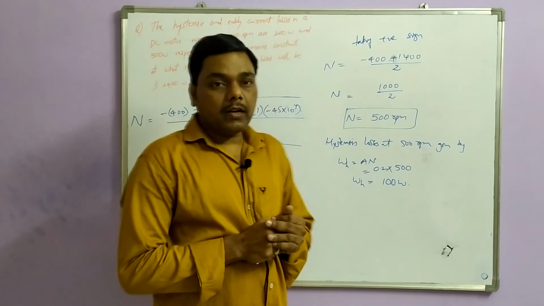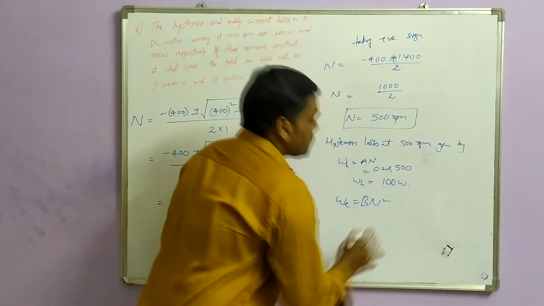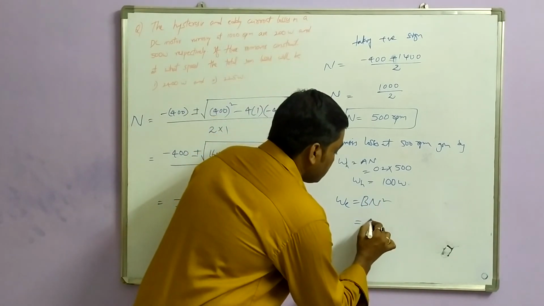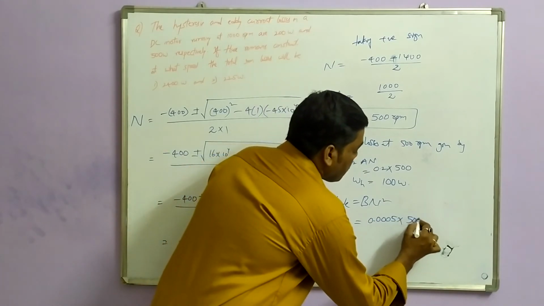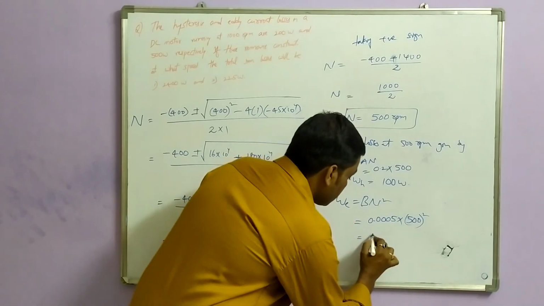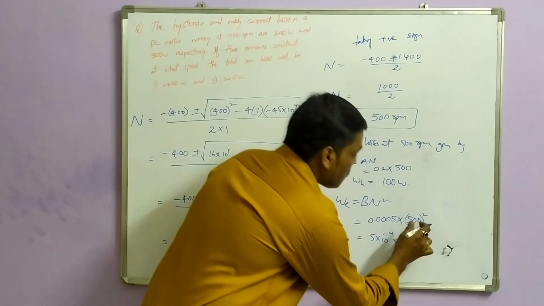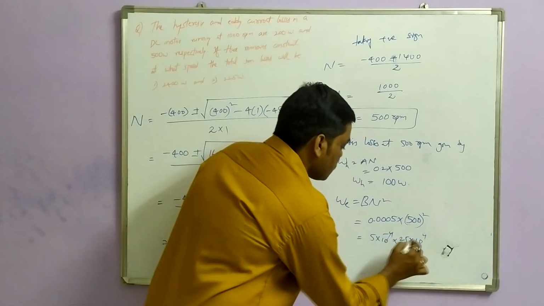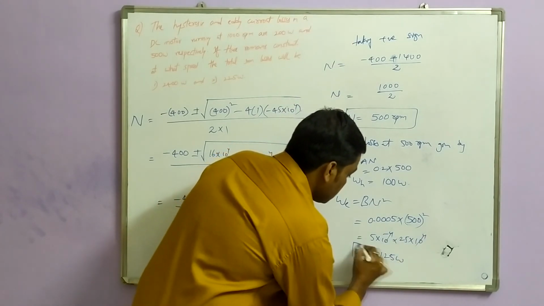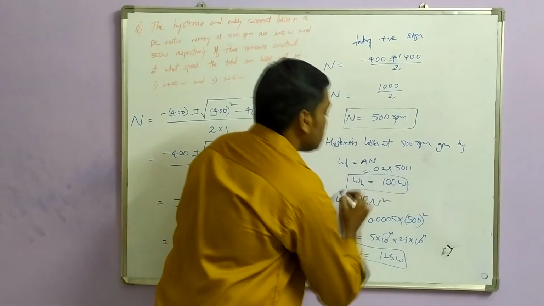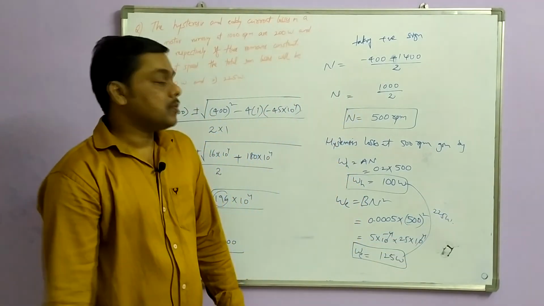Now how much are the eddy current losses? We have We equal to B into N square. B is equal to 0.0005 and N is equal to 500, so it is a square term. So this is 5 into 10 power minus 4 and 25 into 10 power 4, and we will get 125 watts. So this is the eddy current loss and this is the hysteresis loss. If you add these two, you will get 225 watts.